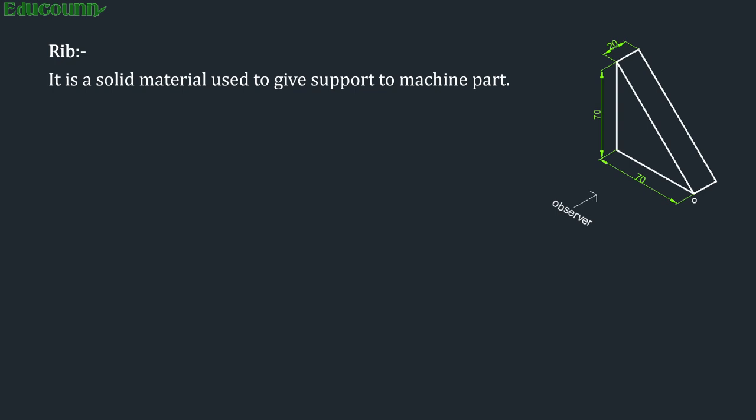Now, in the figure shown on the right side, the arrow indicates the position of the observer, which will be the front view. According to this, again, you are going to require the right hand side view here. Now, what are the overall dimensions? The overall dimensions of the rib are: height is 70, width is 20, and length is 70.